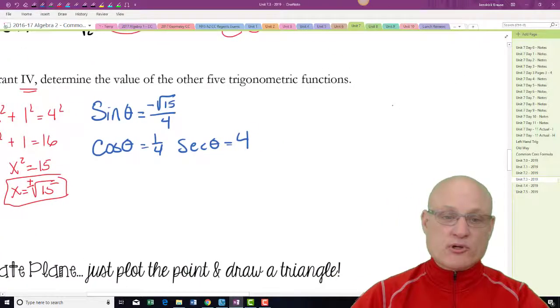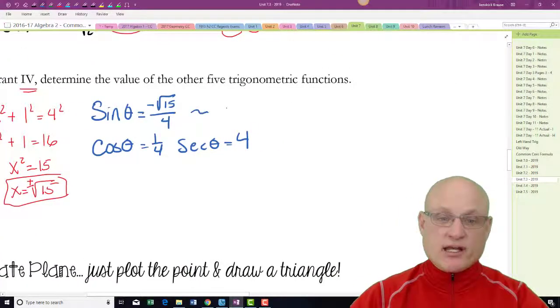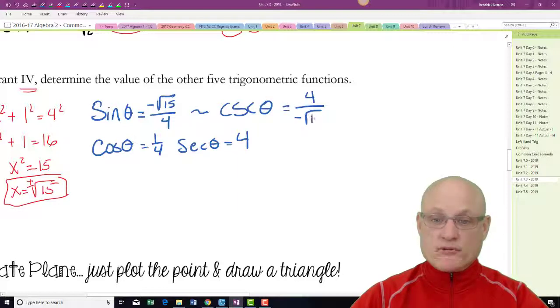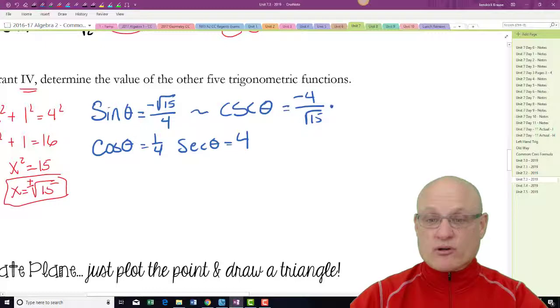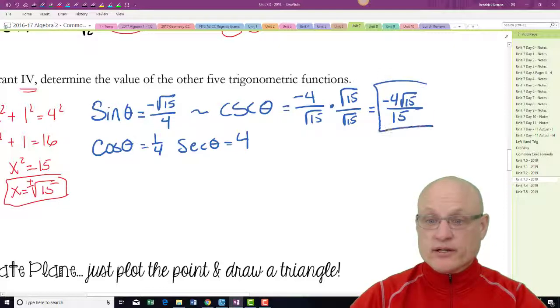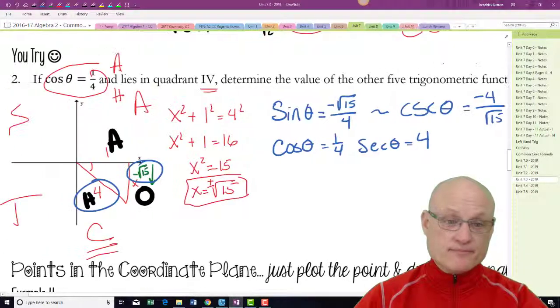Now, the reciprocal function of sine is cosecant of theta, which is going to be 4 over negative square root of 15. Now, I really shouldn't put this negative down here. I'm just going to leave that negative up here. But I still got to get rid of that square root of 15, so I'm going to multiply by the square root of 15 over the square root of 15. You are going to get really good at rationalizing. So I get negative 4 square roots of 15 over 15. And that's that answer. And yes, it looks kind of crazy.